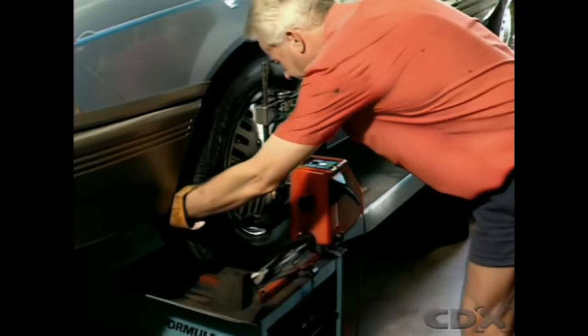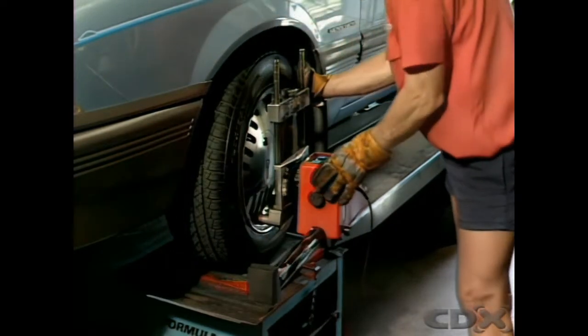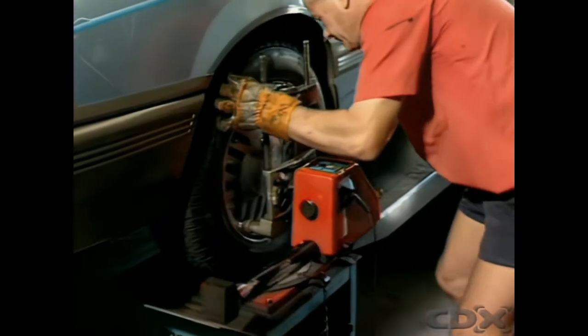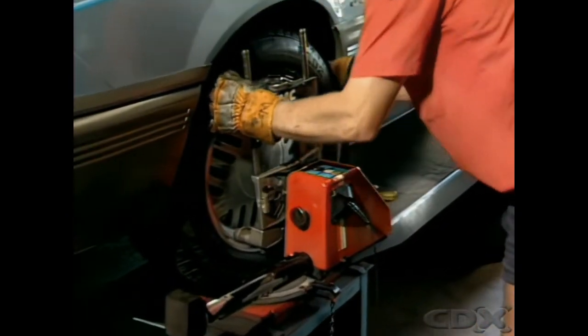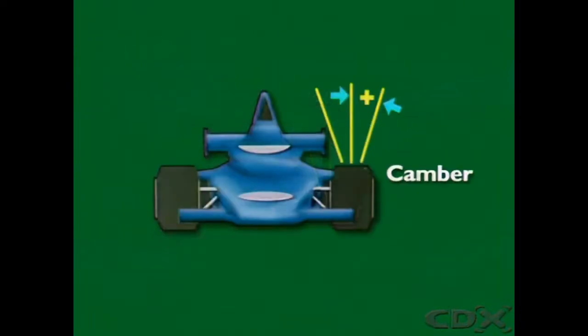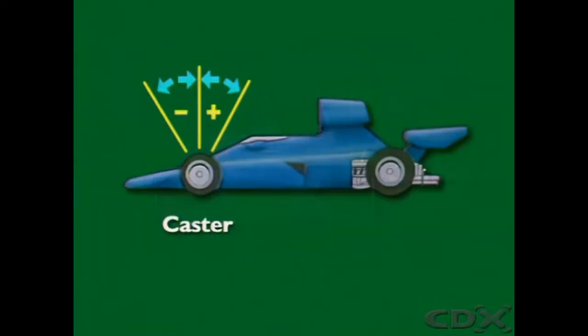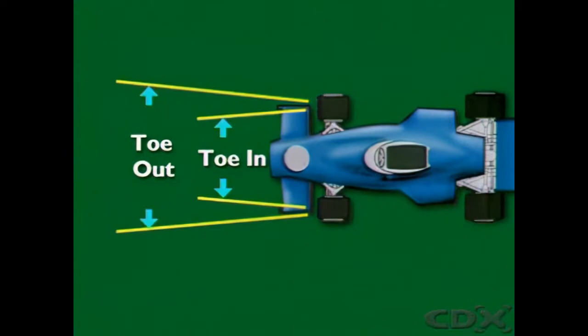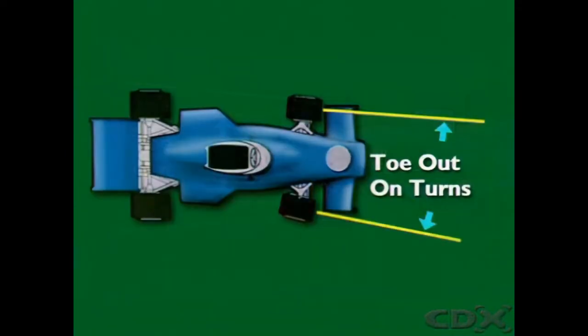Wheels are installed on the suspension units at certain angles to provide for these factors. These angles, taken together, are called wheel alignment. The factors that affect wheel alignment are camber, caster, steering axis inclination, toe-in, toe-out, and toe-out on turns.